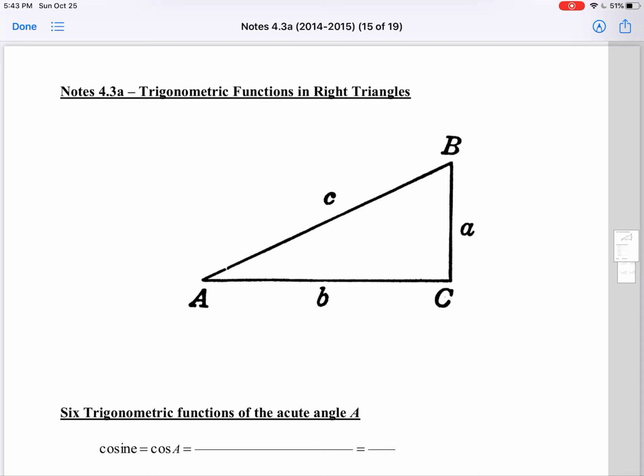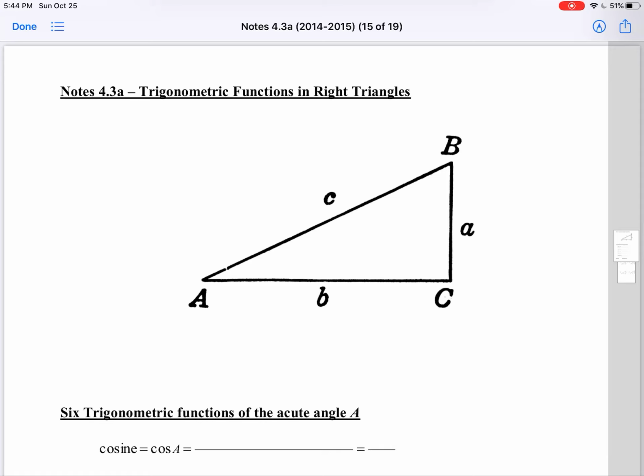Hi everyone. Today we're going to go over section 4.3. It says letter A, section 4.3a. However, there's only one section that we'll cover in 4.3, so you can ignore the A for now. This section is called trigonometric functions in right triangles.